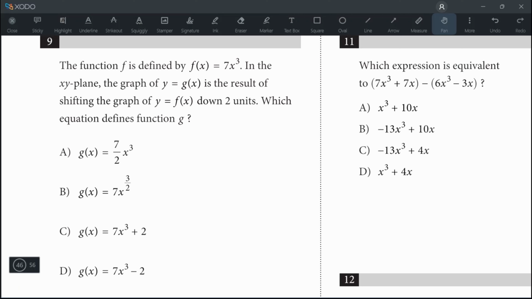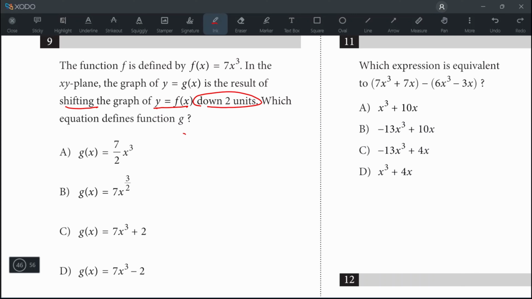Now, what about question number 9? The function f is defined by f of x equal to 7x to the power of 3. In the xy plane, the graph of y equal to g of x is a result of shifting the graph of y equal to f of x down 2 units. Which equation defines the function g?